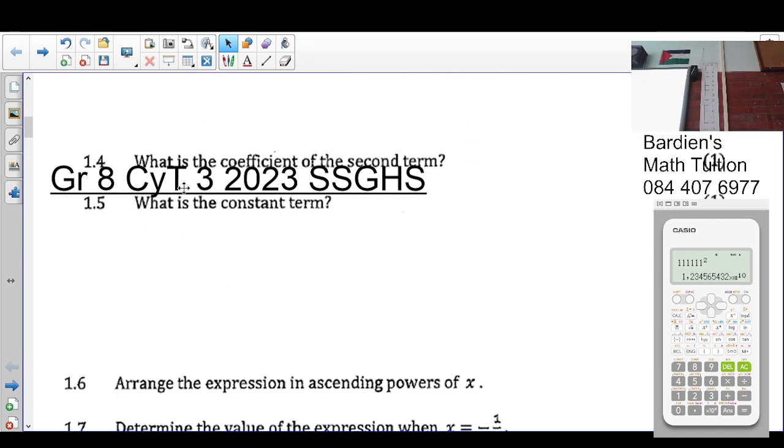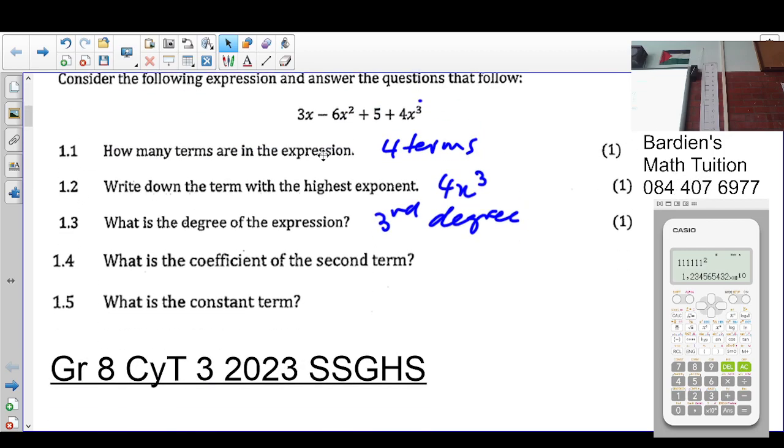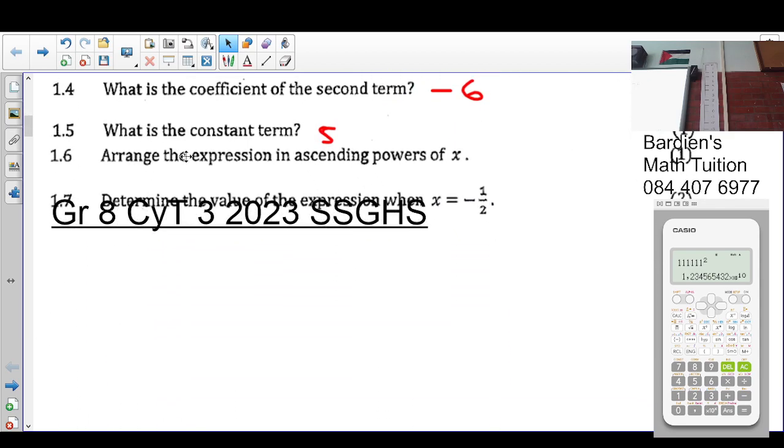Let's look at the next question, 1.4. What is the coefficient of the second term? So it's 1, 2. Negative 6x squared, the coefficient is the number in front. Negative 6. Remember that the sign is part of the coefficient. What's a constant term? The constant is a term without a variable, which is 5 in this case. You can write positive, but by just writing 5, we are considering it positive anyway.